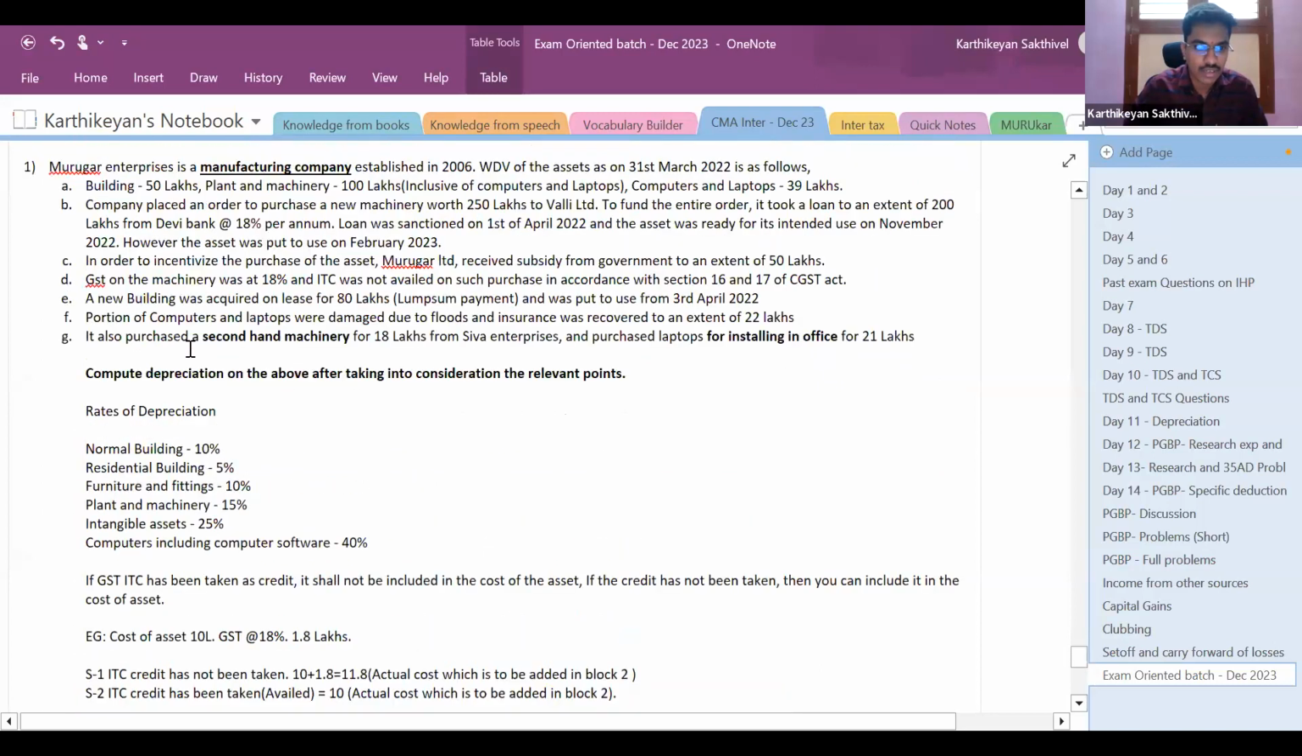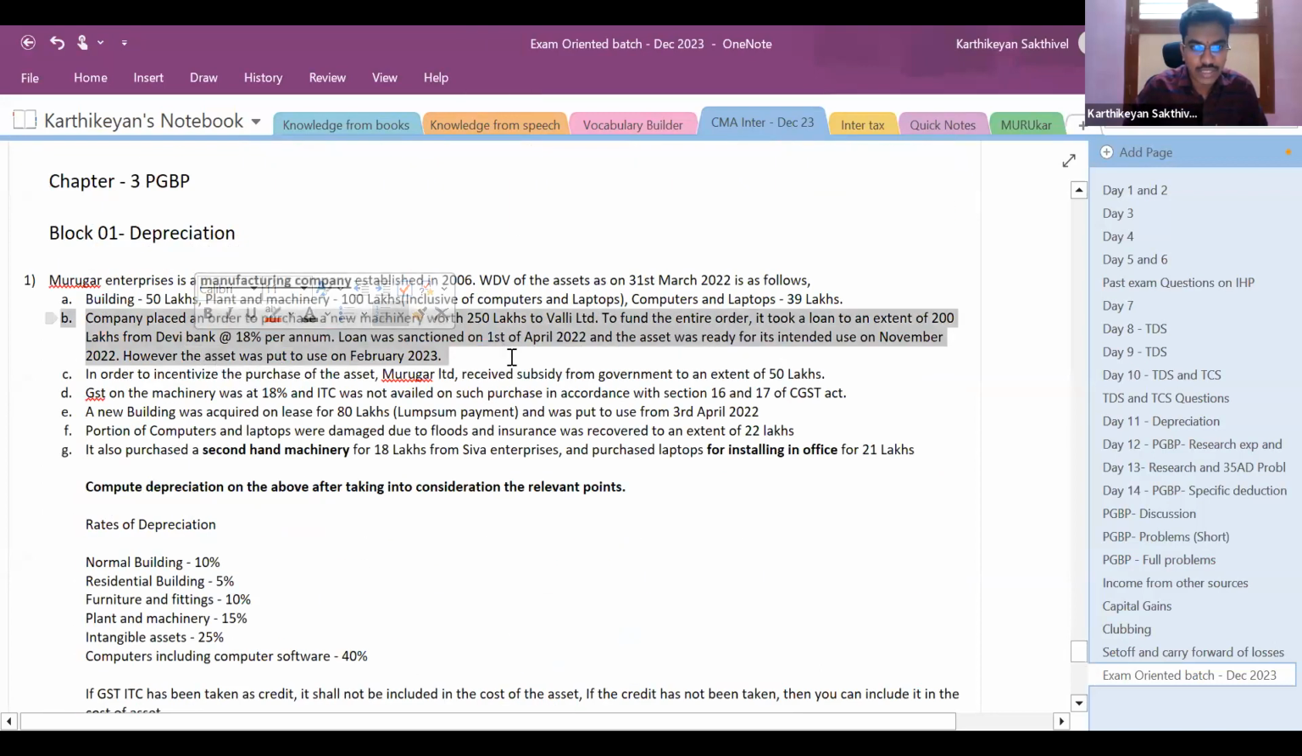Okay. The company placed an order to purchase new machinery worth 250 lakhs from Valli Limited. To fund the entire order, it took a loan of 200 lakhs from Devi Bank at 18% per annum. Loan was sanctioned on 1st April 2022 and the asset was ready for its intended use in November. However, the asset was put to use in February 2023. So there are two dates here. On which date should you stop the capitalization?